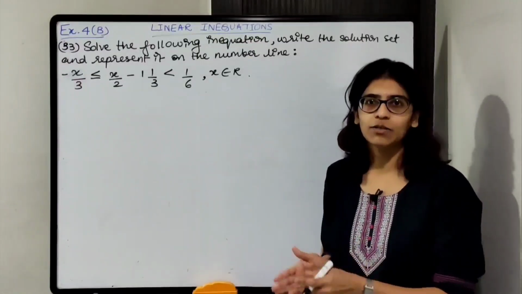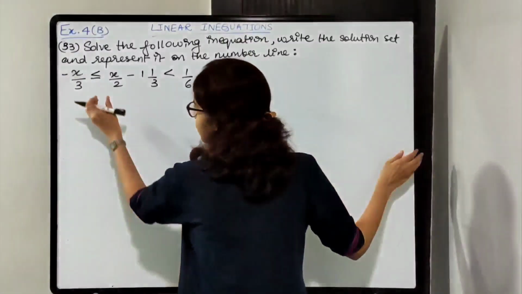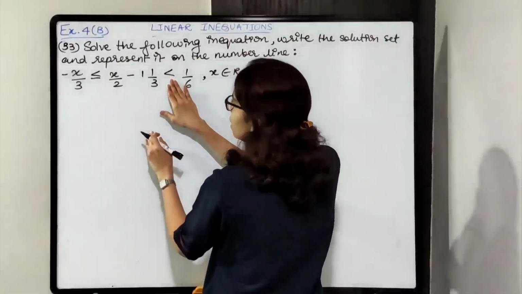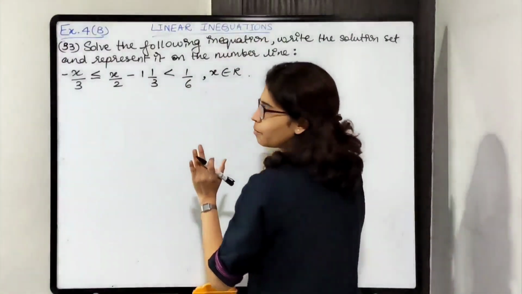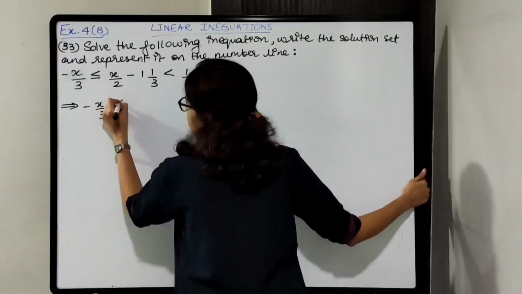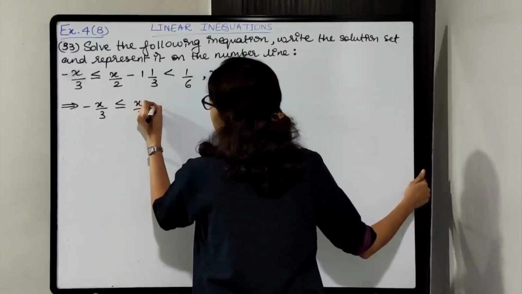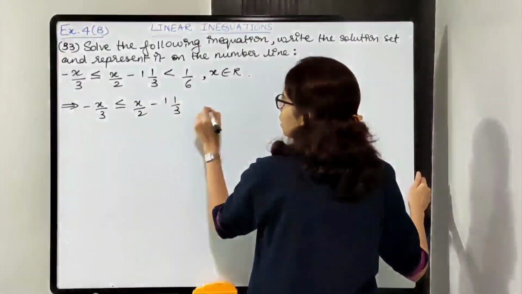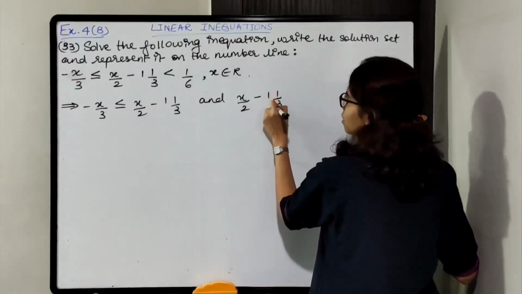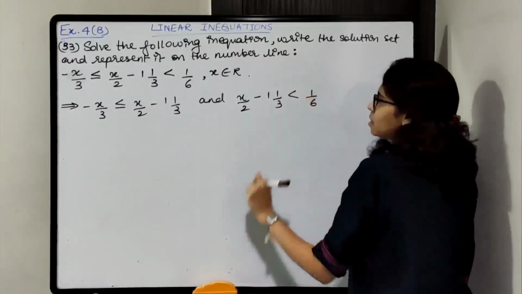Combine the solutions. So first inequality sign and LHS RHS consider करेंगे, and then the second inequality sign and LHS RHS. Okay, so minus x by 3 is less than or equal to x by 2 minus 1 by 3, and x by 2 minus 1 by 3 is less than 1 by 6.